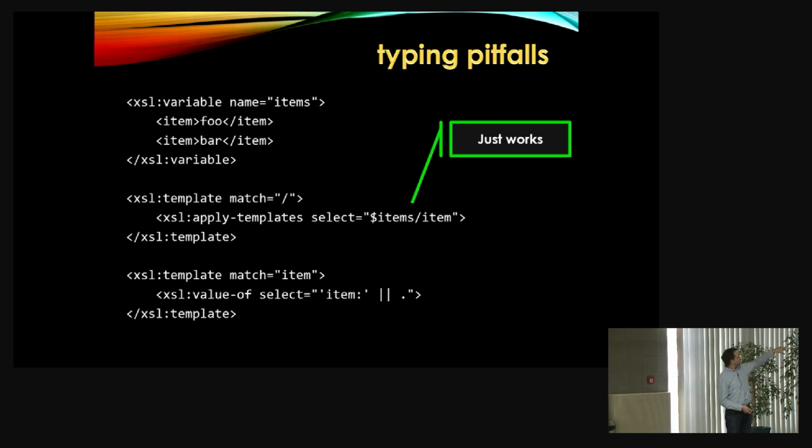So I have a variable items. We kind of saw that in the beginning as well, right? And I'm going to match over that variable, $item/item. This all just works. No problems here.